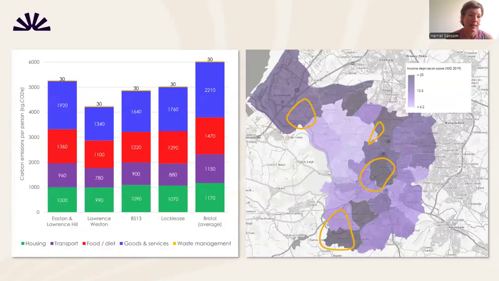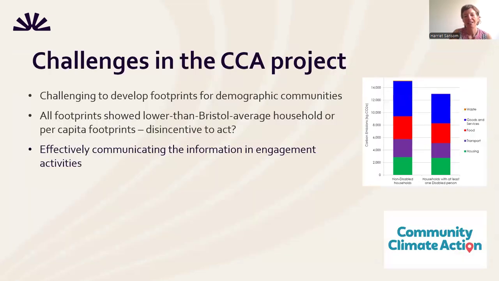And here is just showing it. So the graphs on the left, you can see there's Easton and Lawrence Hill, Lawrence Weston, BS13 and Lockleys. Those were all the place-based communities, and then the Bristol average graph. We can see that they're all lower than the Bristol average. And the map on the right shows where those communities are across the city, and that they're all in areas of higher deprivation. So that was something interesting to grapple with in the project.